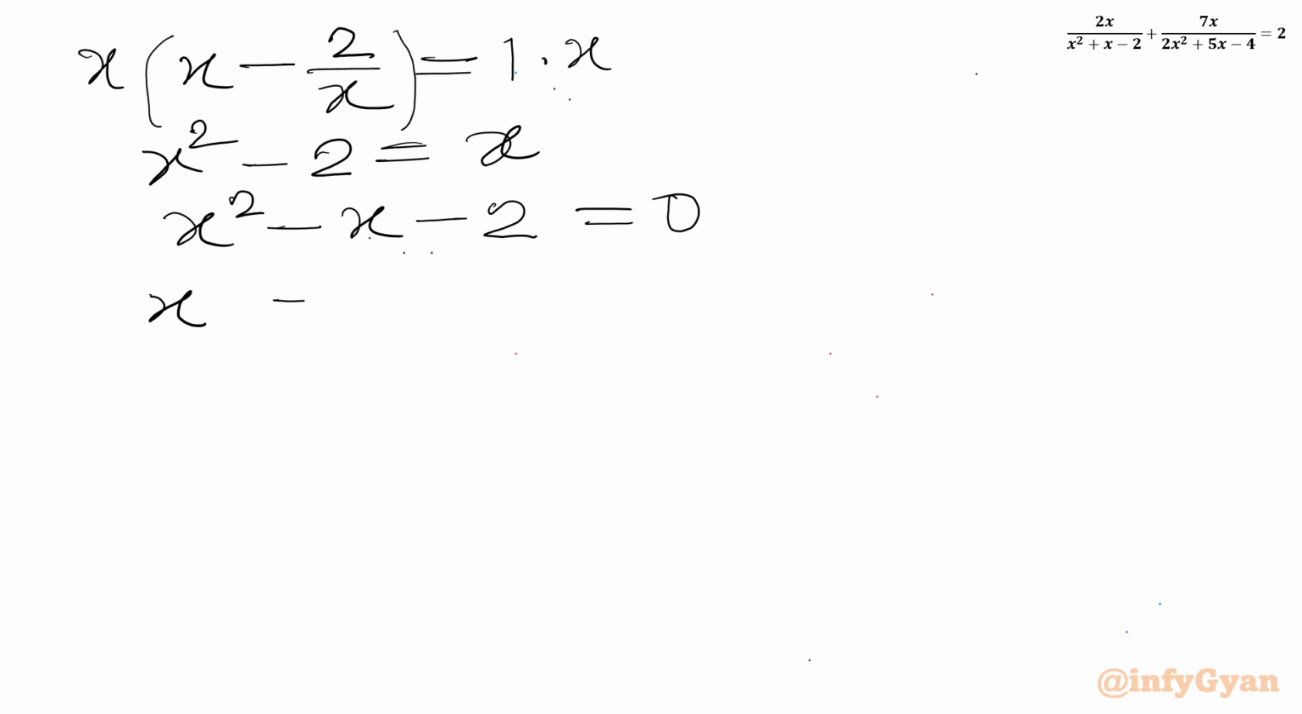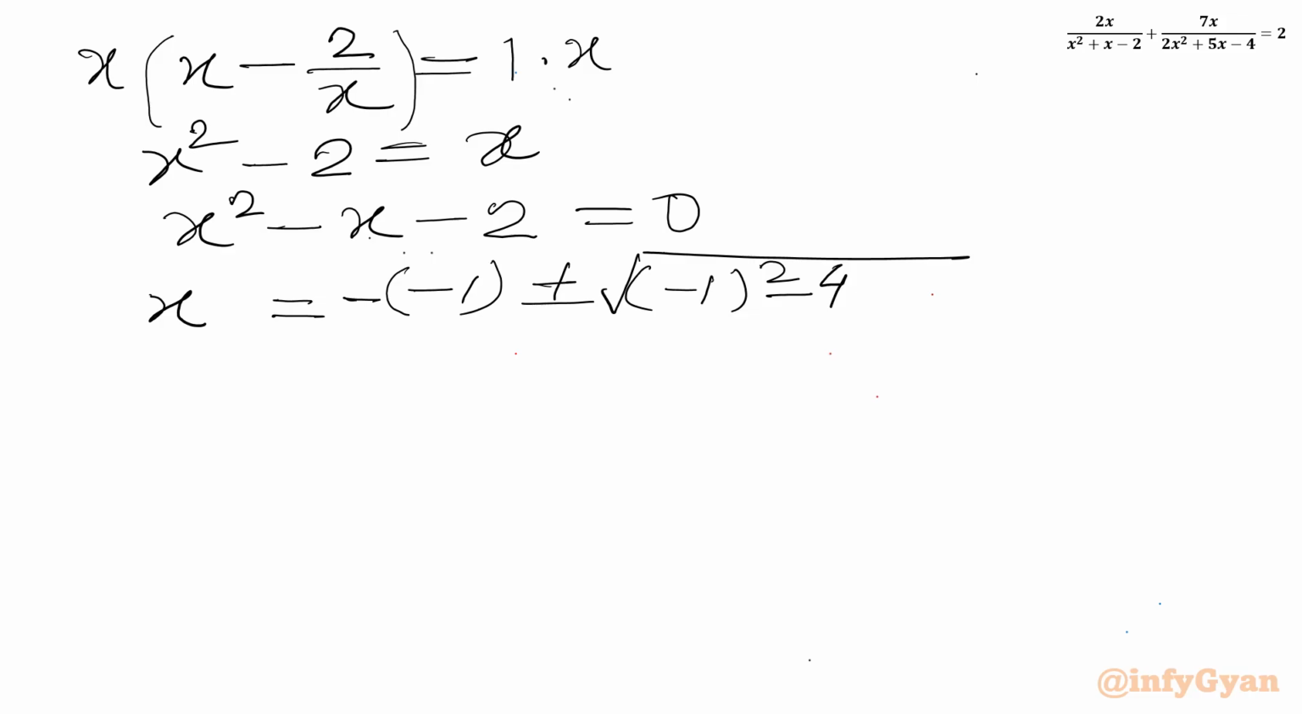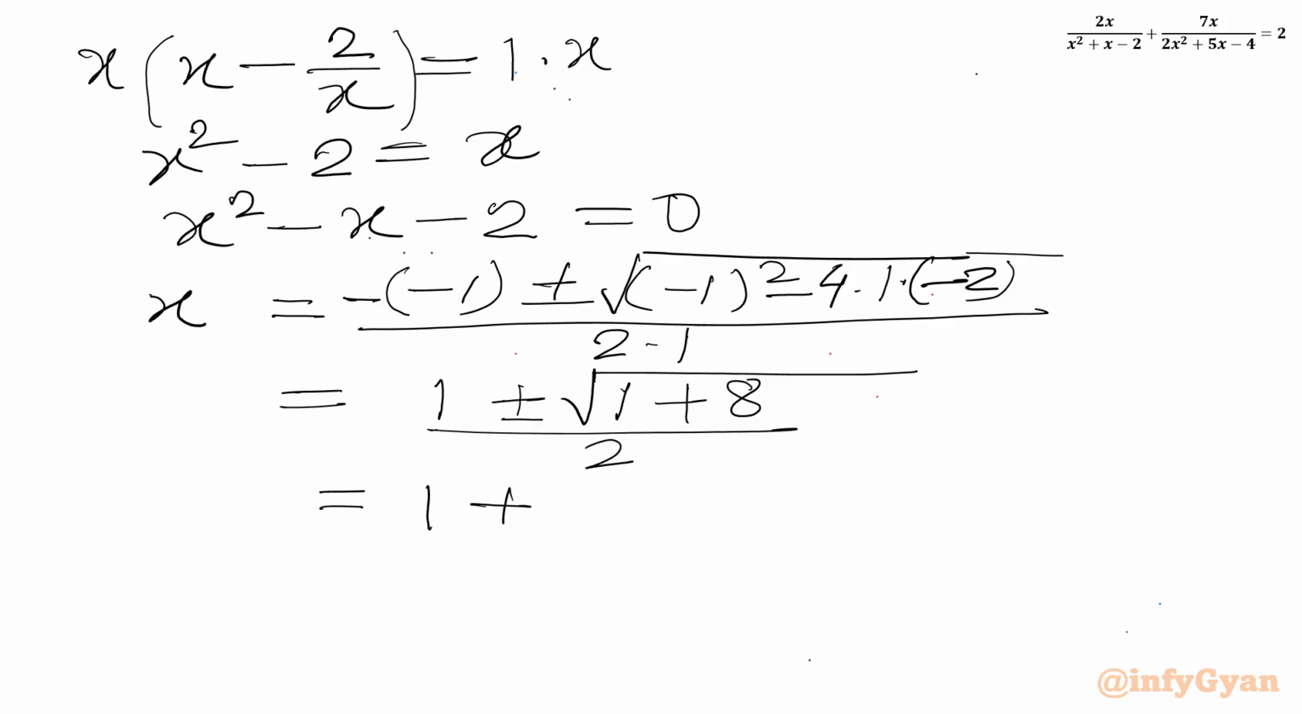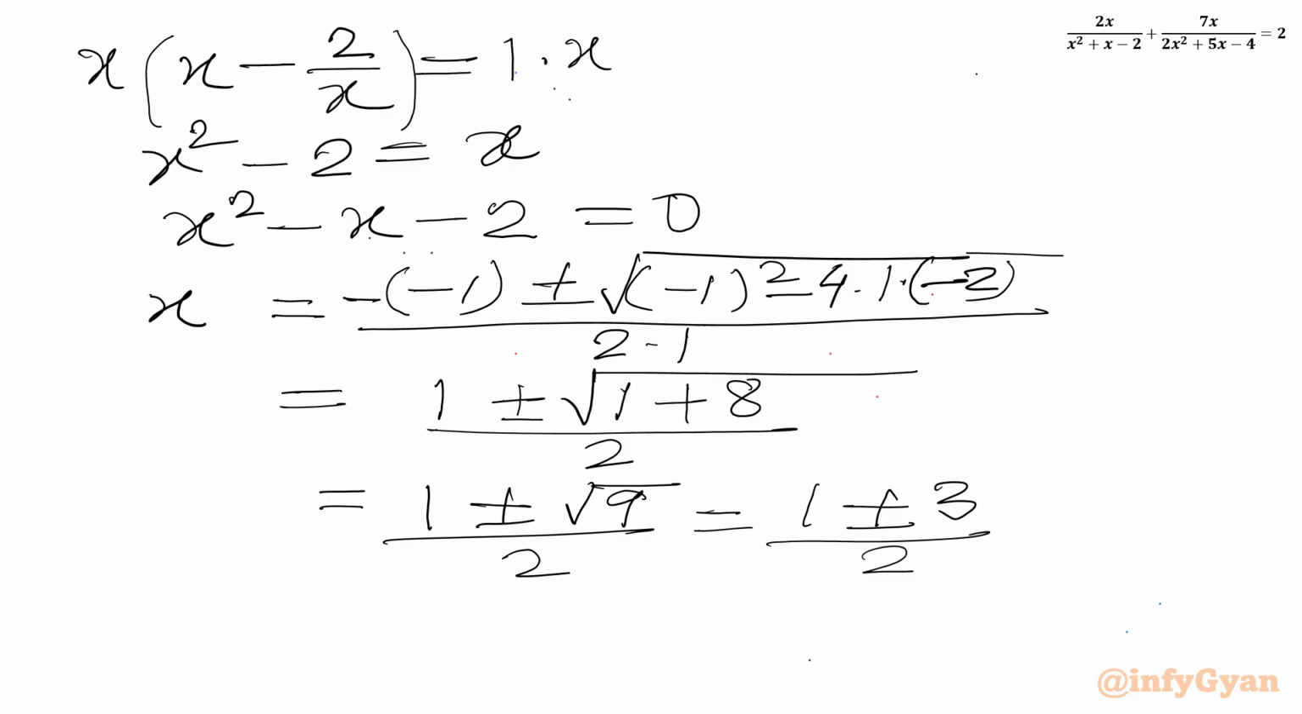Directly we can write x equal to minus b plus minus square root of b squared minus 4ac over 2a. So minus of minus 1, plus minus square root of (minus 1) squared minus 4 times 1 times negative 2, over 2 times 1, which will be equal to 1 plus minus square root of 1 plus 8 over 2, 1 plus minus square root 9 over 2. Square root 9 is 3. So we can write 1 plus minus 3 over 2.